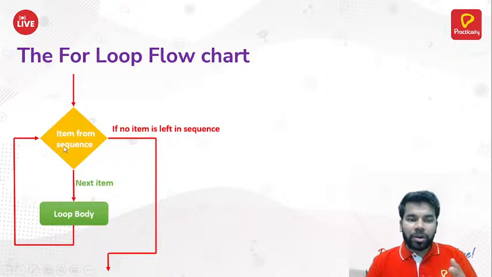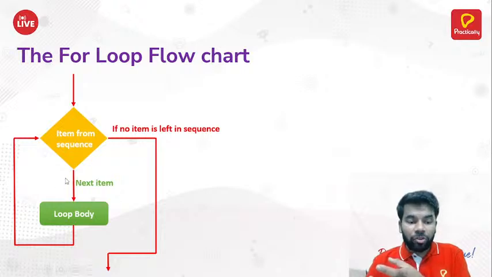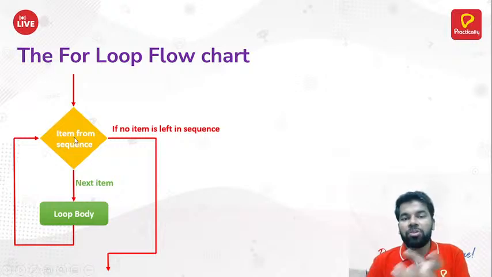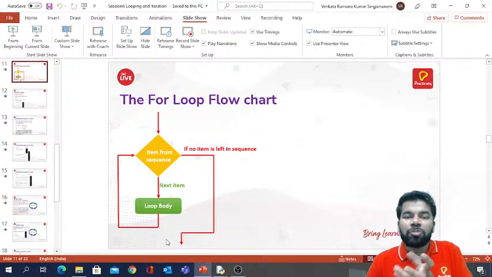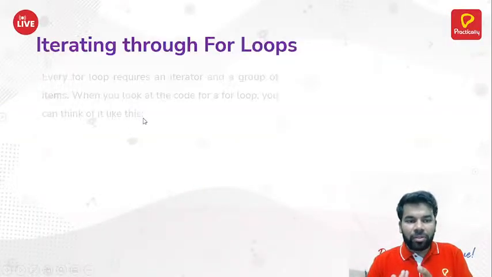Suppose the item sequence that we have given is a list from 1 to 10. So those 10 items will be checked here and executed, then the next item. Once the sequence reaches its end, it will come out of the loop. And what is the sequence? The sequence is any expression that we give here.